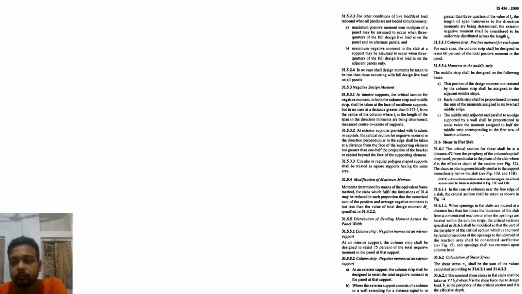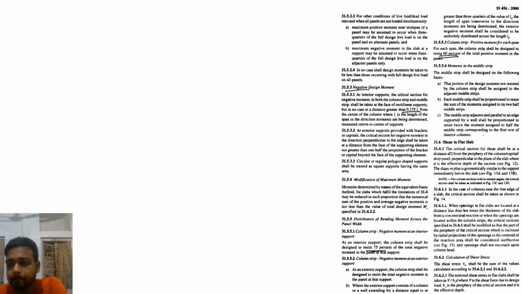Okay, fine. The negative design moment at a distance greater than 0.175 L1 from here. It's an important thing: the modification factor you can avoid. At the interior support, the column strips shall be designed to resist 75% of the total negative moment. Positive moment should be 60%.